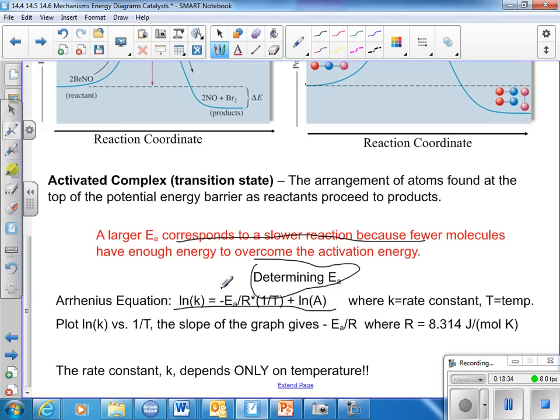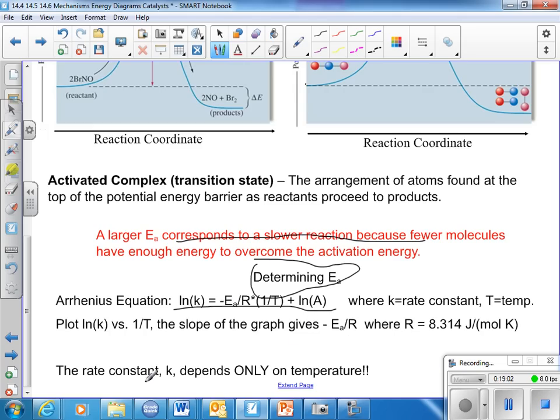Now, in order to find the activation energy, you can always do a plot of ln k. If you find k at 2 different temperatures, or 3 or 4 different temperatures, you plot ln k versus 1 over T, and the slope is negative Ea over R. So you multiply the slope by 8.314 joules per mole Kelvin, and you'd get the activation energy. We're not going to do those problems, but it's just background information.